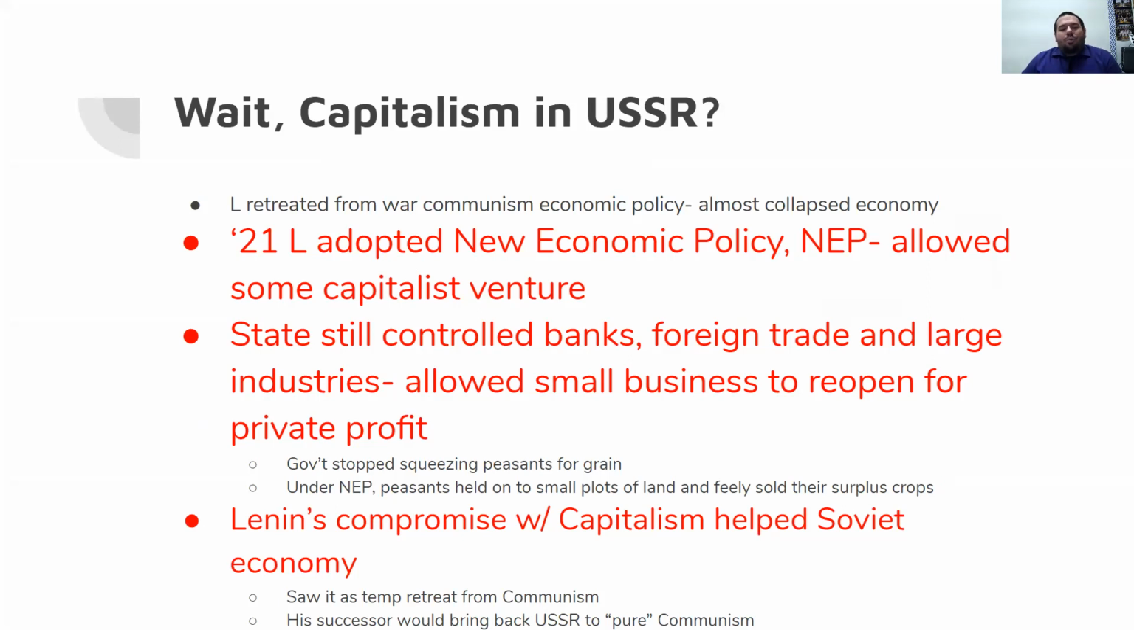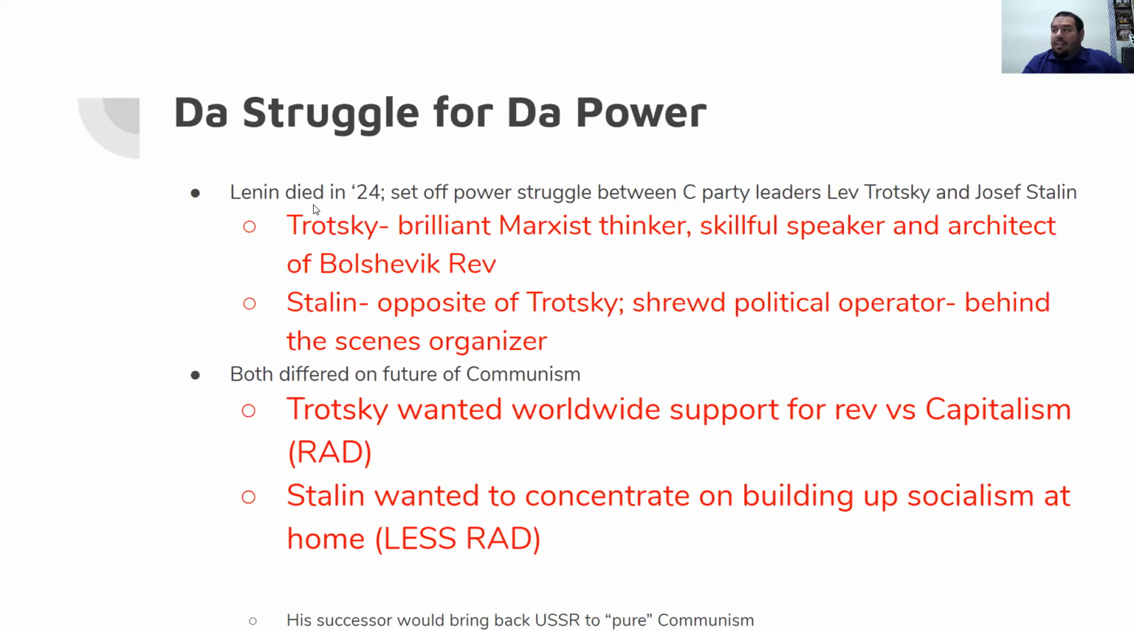However, they did allow small businesses to reopen for private profit. The government stopped squeezing the peasants for grain. Under the NEP, peasants held onto small plots of land and freely sold their surplus crops for money. Lenin's compromise with capitalism, you could argue, helped the Soviet economy. He saw it as a temporary retreat from communism. However, his successor would bring Russia back to pure communism. So, the struggle for power.